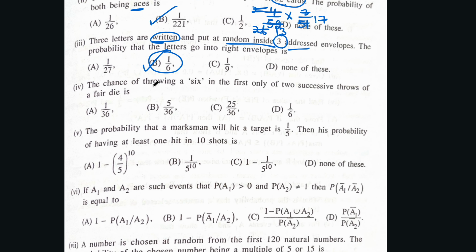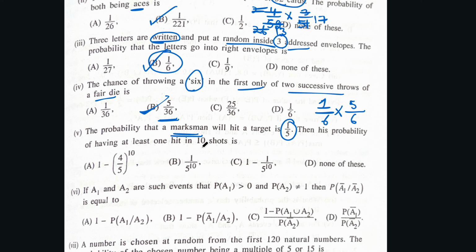Okay, moving ahead. The chance of throwing a 6 in first only of 2 successive throws of a fair die is, so the only time that I'm throwing a 6 is this time, and the second time I'm choosing not to throw a 6. It should be B. It is B.